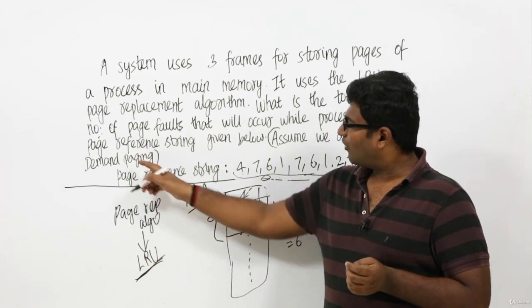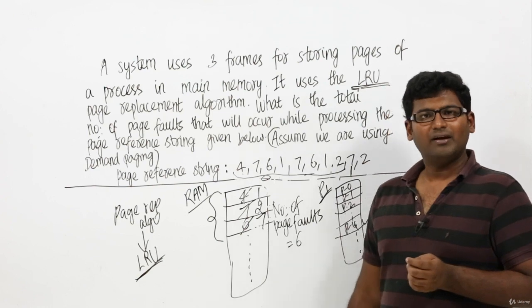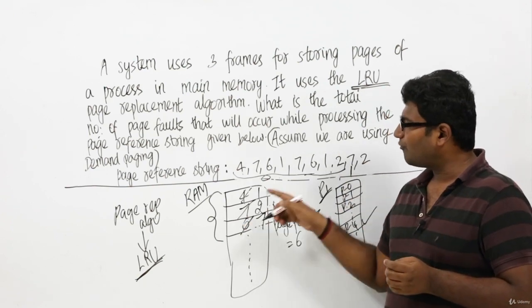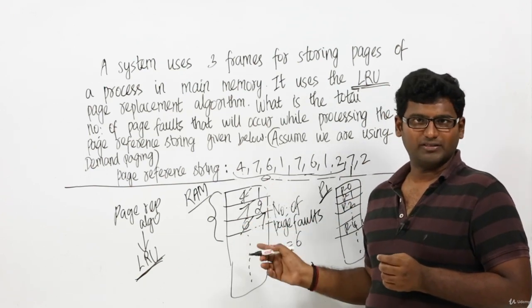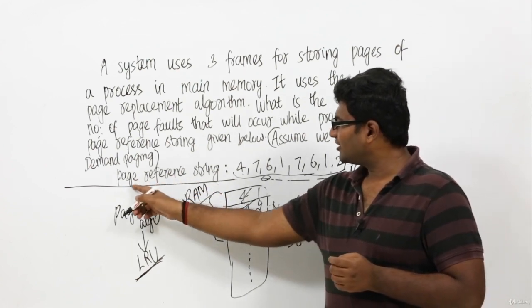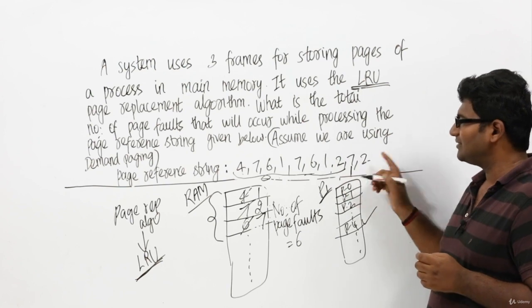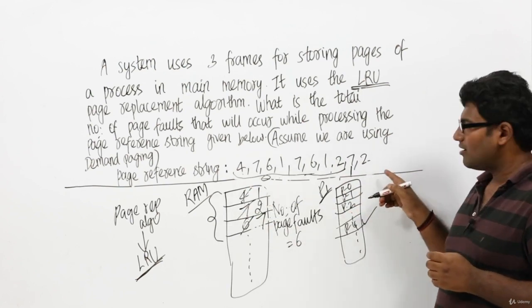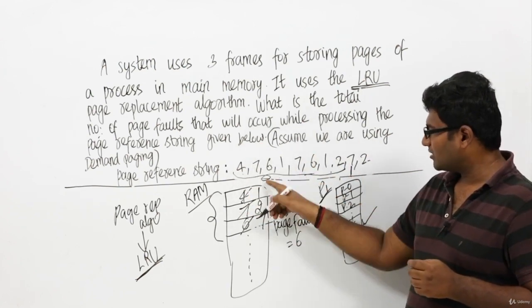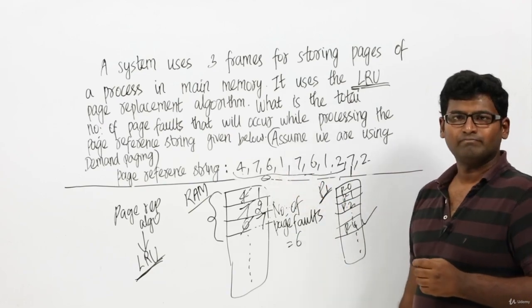I think you understood what is meant by demand paging, right? We are not going to load any page before CPU requests for a byte in that page. What do you mean by page reference string? Page reference string means these are the pages which are referred by the CPU in that order, right? Page number 4 followed by page number 7 followed by page number 6. Fine.